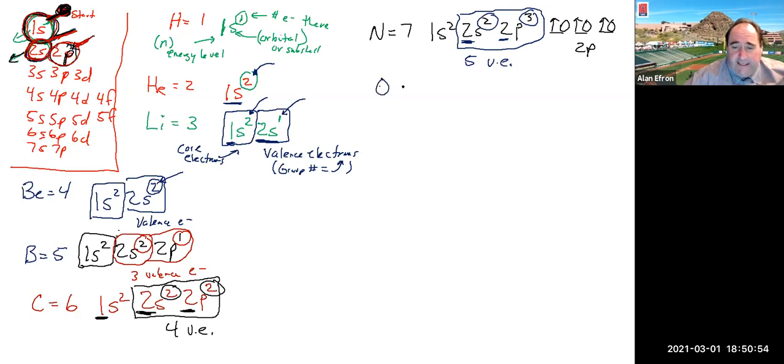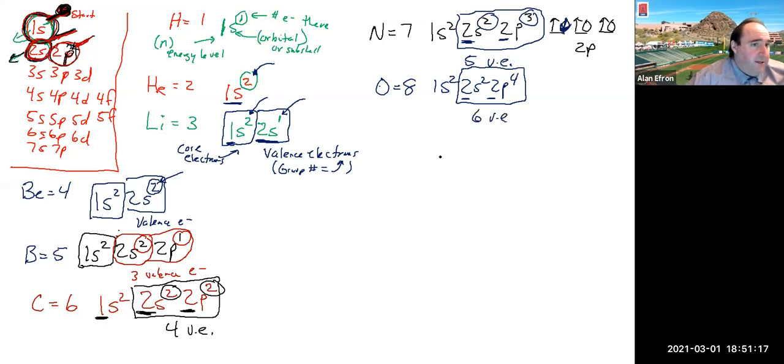Oxygen, which is 8. Again, 1s2, 2s2, 2p4 in this case. Again, putting our next electron here. And looking at the same idea, 2 and 2, which is our highest energy level. That 2 on top, and the 4 gives us 6 valence electrons for oxygen, which is group number 6.